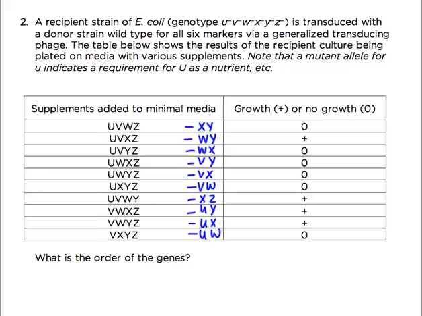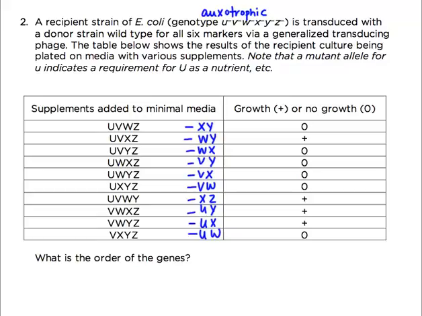Remember that the recipient strain is originally mutant for all 6 markers, which means auxotrophic, and therefore cannot grow unless either given the supplement in the media, such as if it's missing U, if it's U minus, then you have to give it the supplement U, or another way for it to grow is if it received that wild type U allele from the donor strain.